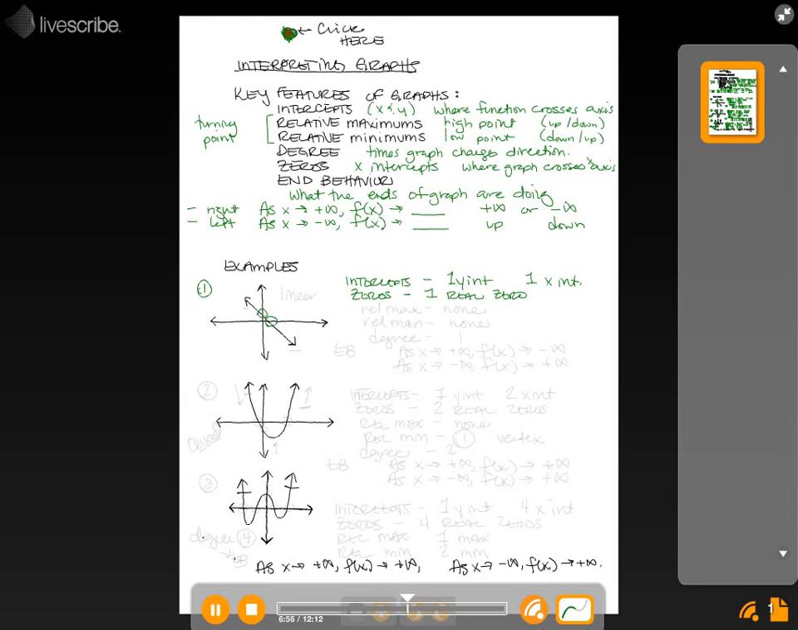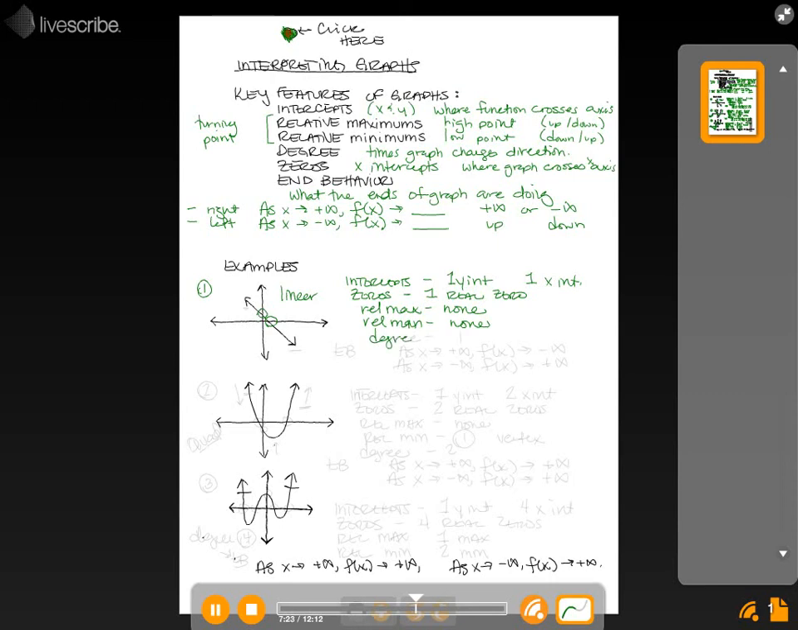There is no high point and there is no low point here. Remember, the turning points are the relative max and relative min. This graph doesn't turn anywhere because it's linear. It's going one direction. So there is no relative max and there is no relative min. Again, because it's not turning directions, it's not changing directions at all.